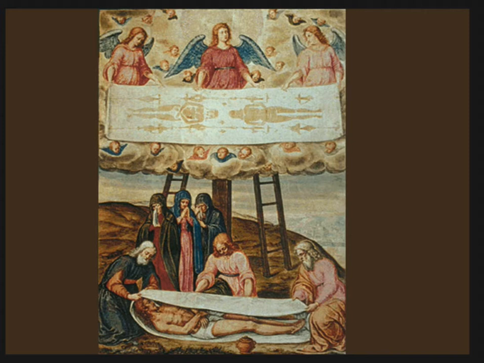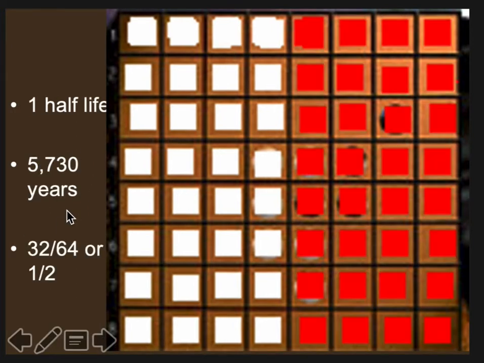Okay, so let's take a little look at how C14 dates are calculated, and then also the problems with C14 dates. Let's take a hypothetical substance, like a bone. In that bone, you have 64 atoms of C14, radioactive carbon. That's going to break down over time. After 5,730 years, half of them will have broken down. So you're only going to have 32 out of 64, half of the original.